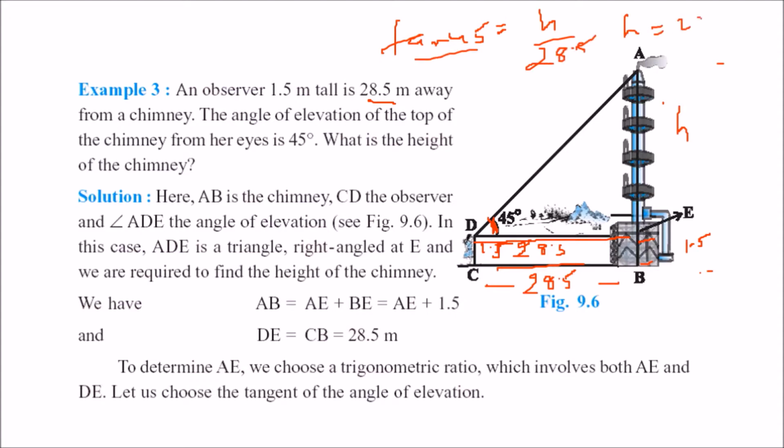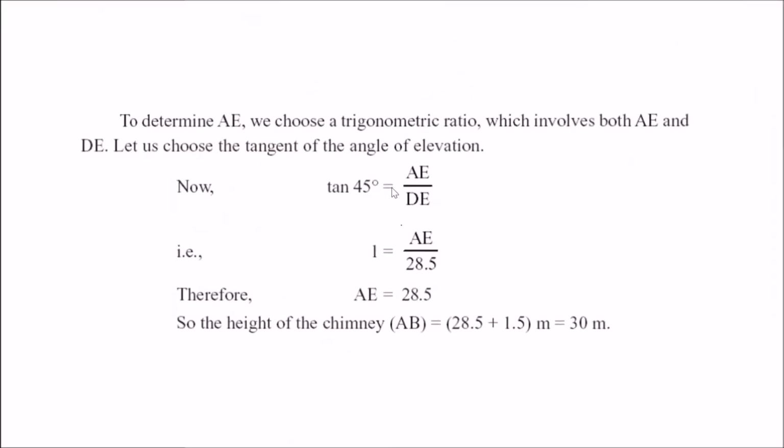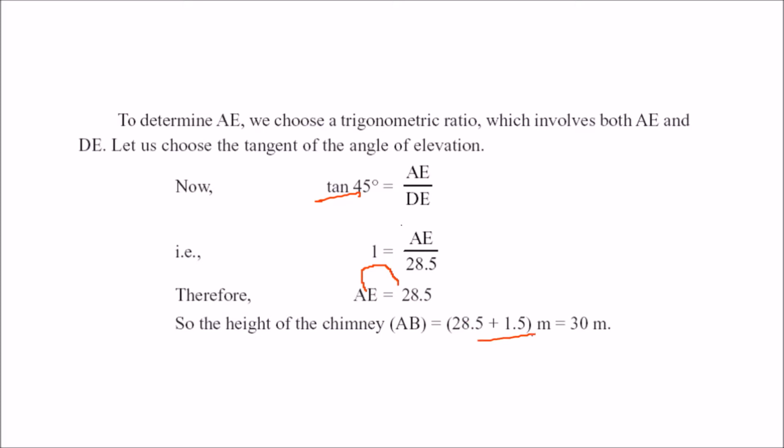So this is 28.5. And this is again 1.5, so we have to add 28.5 plus 1.5 so that we get the height of the chimney. So exactly same thing has been done. We have found out the height as 28.5, and we have added 1.5 the eye's height from the ground, and this makes the height of the chimney as 30 meters.